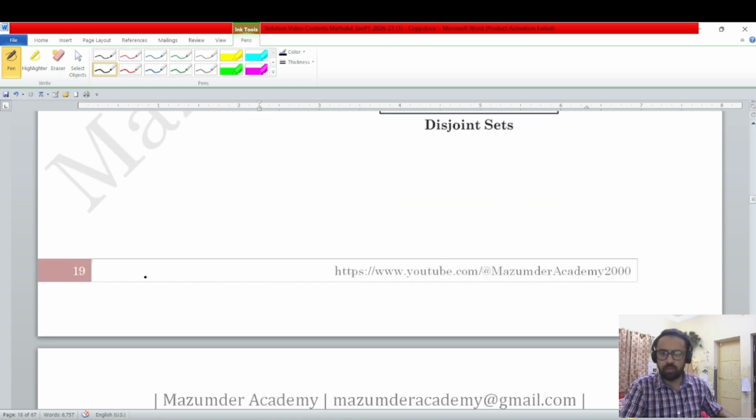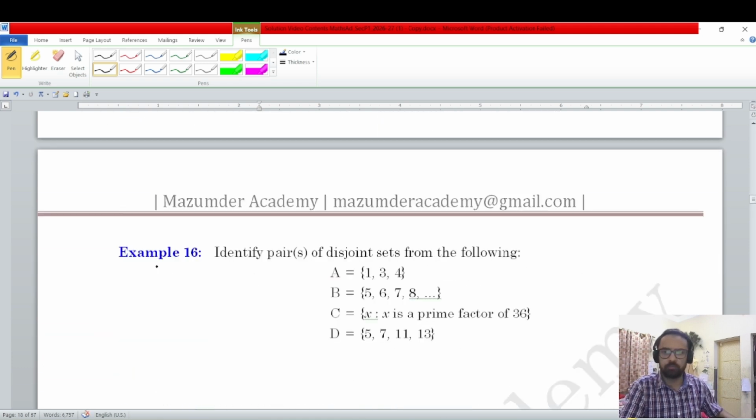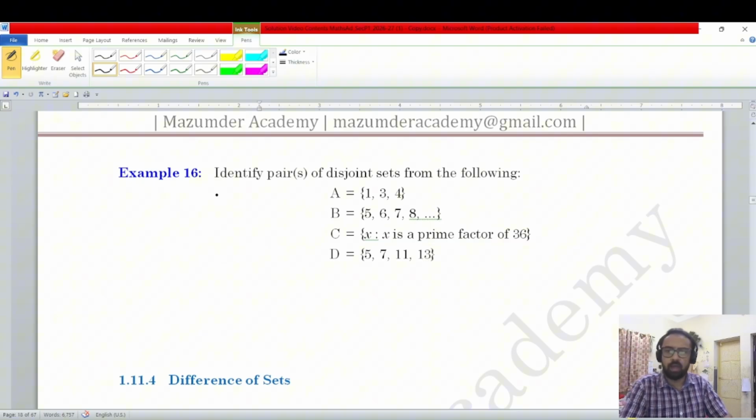Now I need to give an example. Identify pairs of disjoint sets from the following sets. So A equals {1, 3, 4}, B equals {5, 6, 7, 8}, C equals all those x such that x is a prime factor of 36. So what will these elements be if we write it in roster notation? The prime factors of 36.